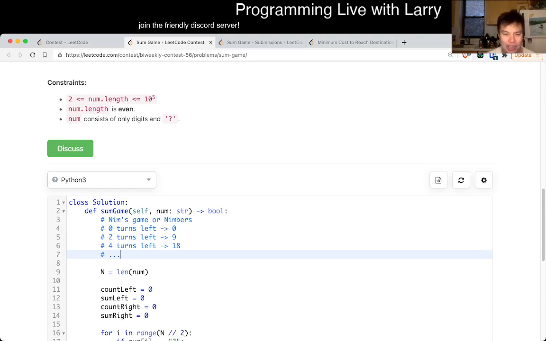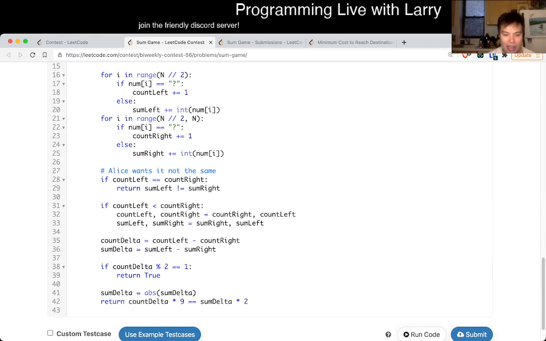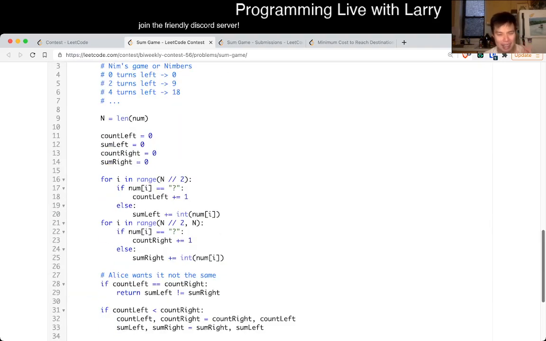I wrote a lot of useless code, to be frank, but that's basically the idea. The count delta is the number of turns, basically the number of question marks, and of course you can just choose this as this divided by 2, but then I just multiply 2 on the other side, and that's basically the idea.